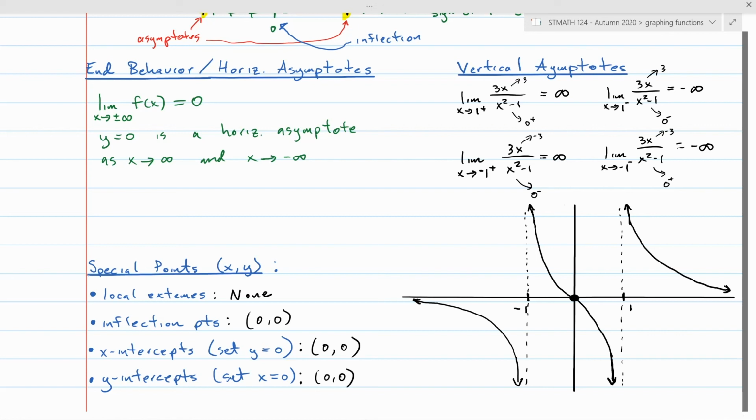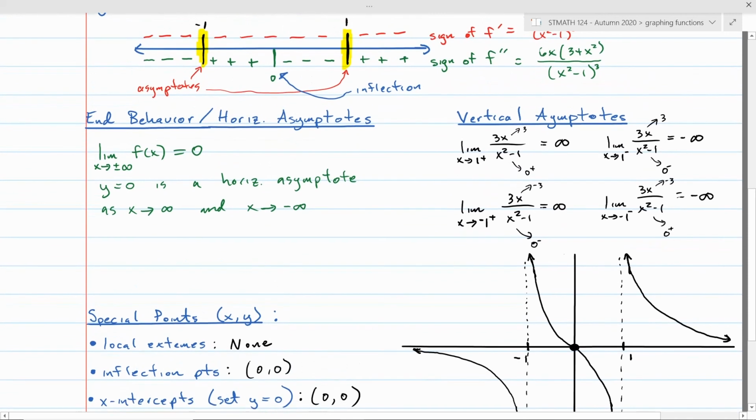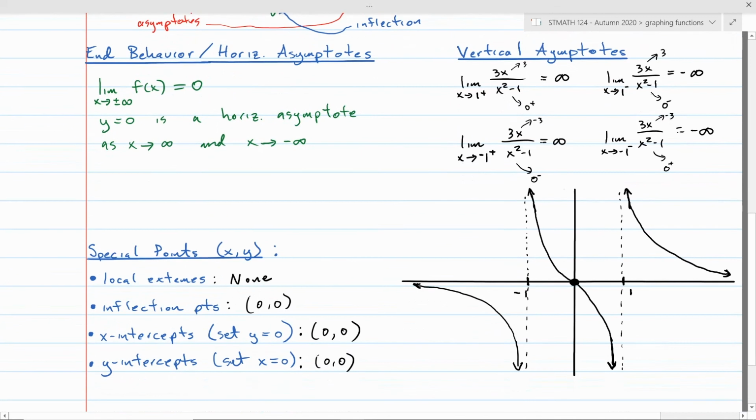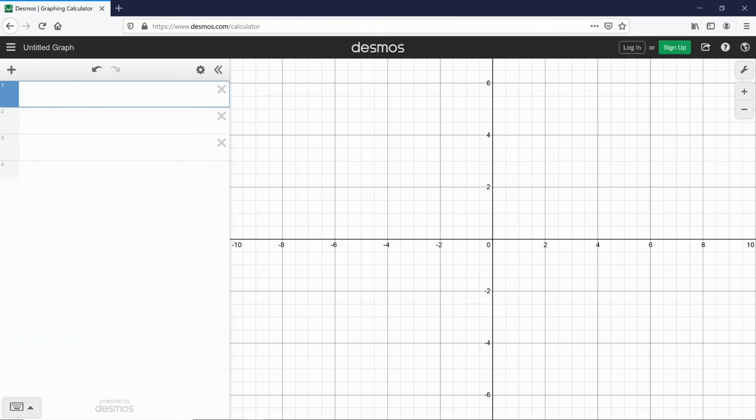I want to double check, is it concave up to the right of 1? Yeah, on the green sign chart up there at the top, you see that the sign of the second derivative is positive in the interval from 1 to infinity. So yeah, I feel really good about this. I'm pretty sure when I go plot this on the grapher, it's going to be like that. Okay, so let's plot it.